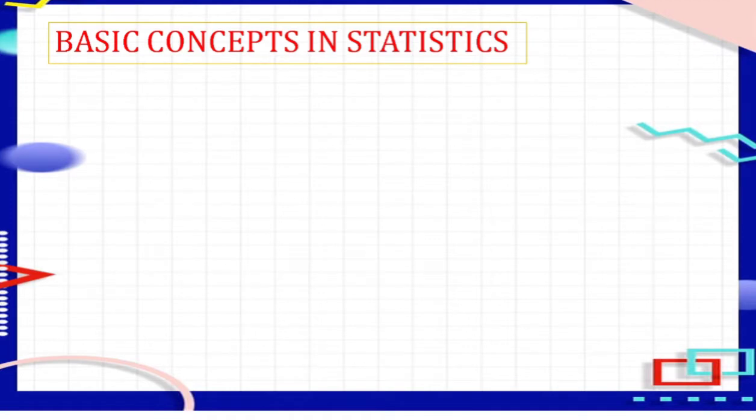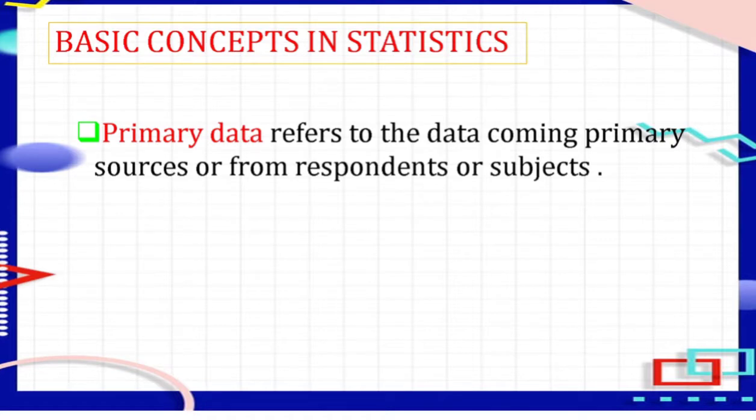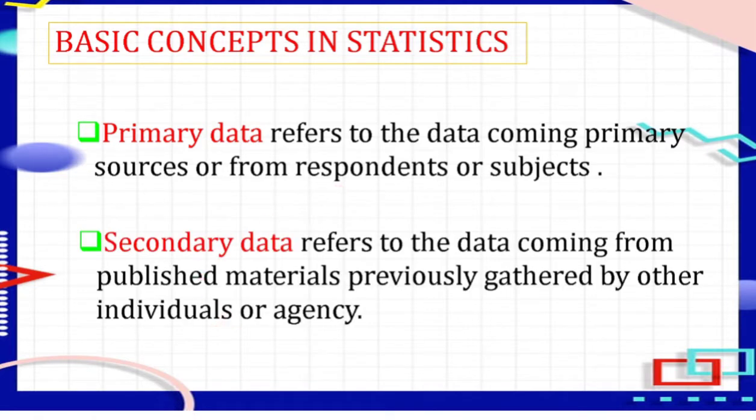At alamin naman natin ang mga basic concepts in statistics. Una ay primary data. So lahat ng information coming from the respondents ay primary data. Kapag sinabing respondents, ito ay yung mga taong involved sa isang research. Ikalawa ay secondary data. It refers to the data coming from published materials previously gathered by other individuals or agency.